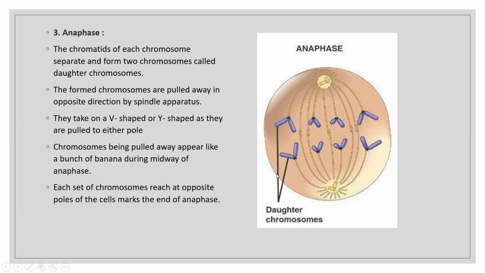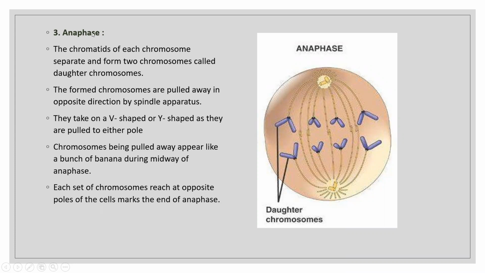Now if we see the shape of daughter chromosomes, they are V shape, you can see here. They are L shape also, and they are Y shape also. Chromosomes being pulled away appear like a bunch of bananas during midway of anaphase. You can see they appear just like a bunch of bananas during midway of anaphase. Now when each set of chromosomes reaches the opposite poles of the cell, it marks the end of anaphase.